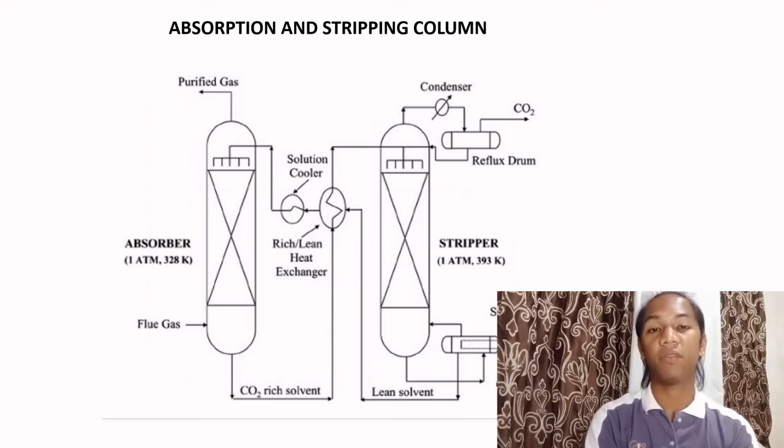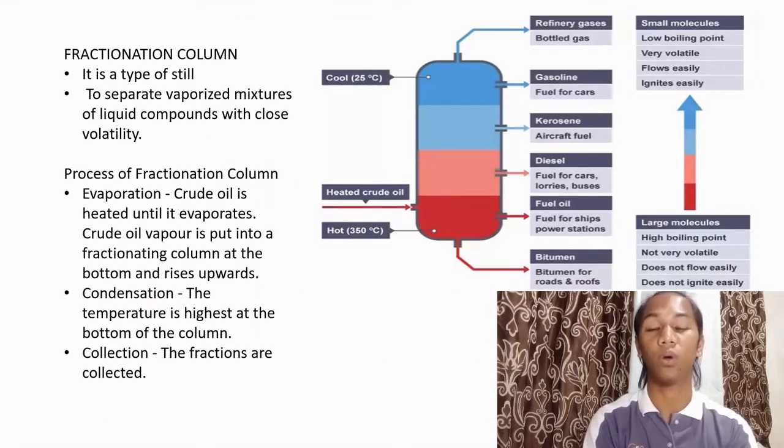The next type of distillation column is the fractionation column. A fractionation column is a type of still. It is used to separate vaporized mixtures of liquid compounds with close volatility. There are three processes of fractionation. First is the evaporation. Crude oil is heated until it evaporates. Crude oil vapor is put in the fractionating column at the bottom and rises upwards. Next process is the condensation. The temperature is highest at the bottom of the column. And the last is the collection. The fractions are then collected.